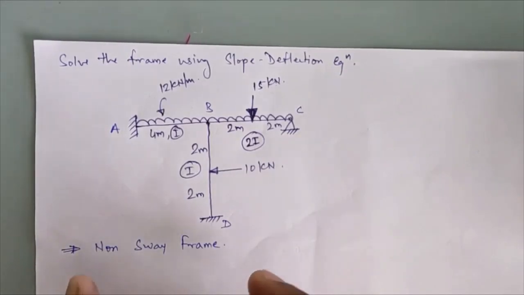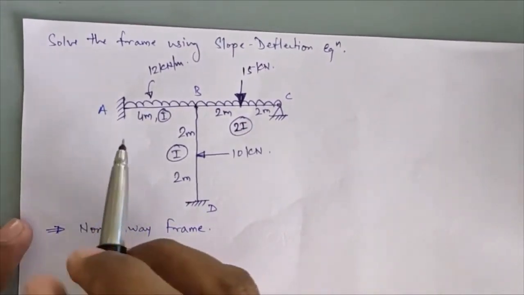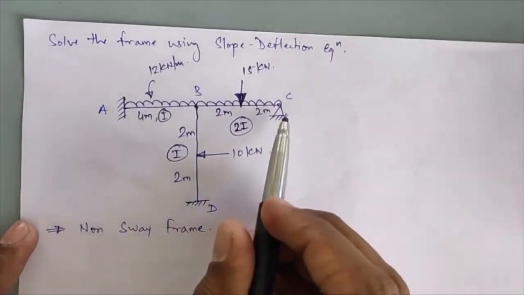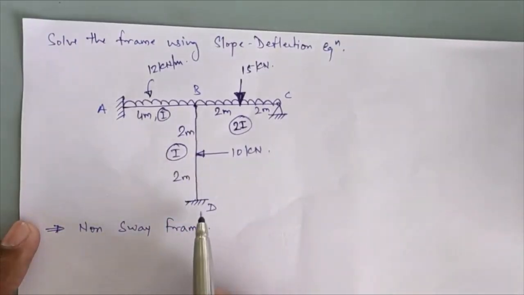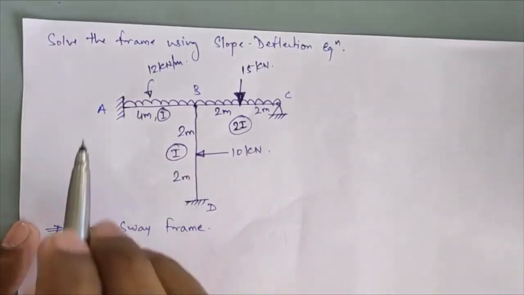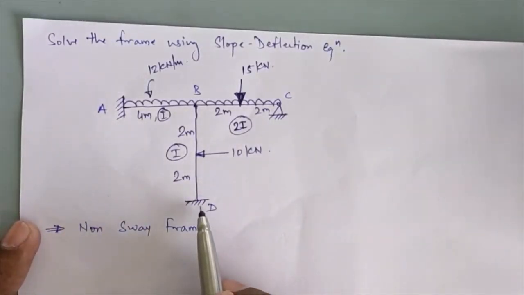The analysis of a non-sway frame is the same as the previous analysis of beams that we have done in our previous lectures. So we'll solve this frame. About the frame, what is given? A straight beam ABC is given, and one vertical member is attached at point B going to D. Joint A is fixed, joint C is simply hinged and joint D is also fixed.